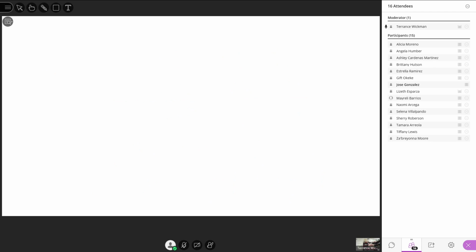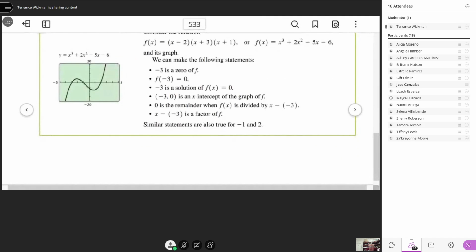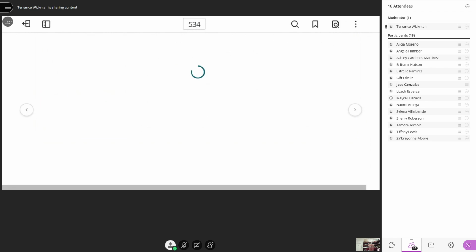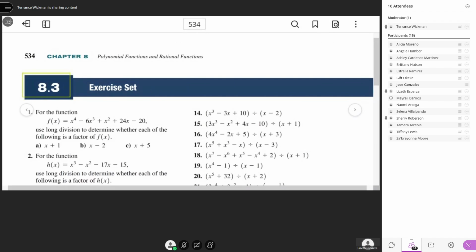All right. Let's go back now and look further. Let's see if there's anything else in this. Spent a lot of time on this chapter about the zeros and the remainder. See if there's anything else we want to do in this chapter that would be helpful. Do we know what page 8.6 is on? Anyone? Yes. 538. That's right. 538 is the next one.